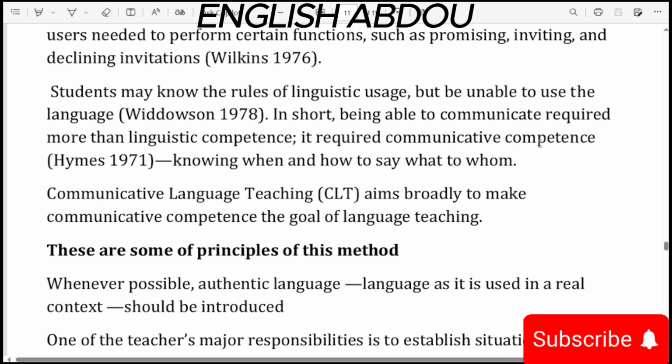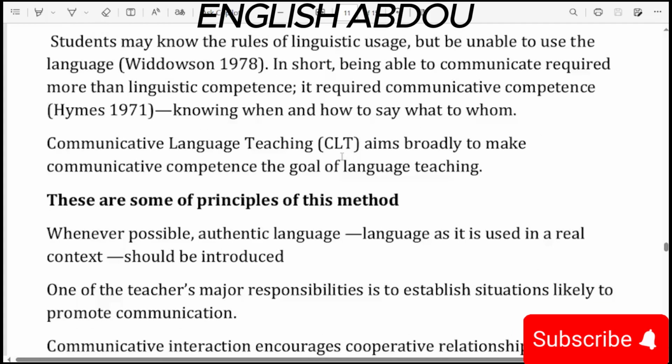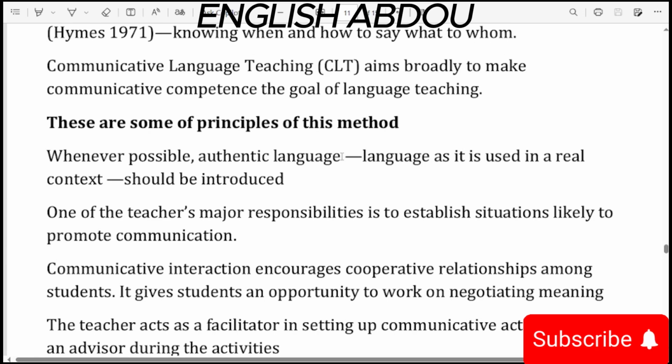So, knowing when and how to say what to whom. This is the role of communicative language. Knowing when means the time that you have to say this or that, and how, the way that you can use in order to convey your message. What means the topic that you are talking about. To whom means the person that you are talking to. Is it a teacher? A professor? A director? A father, mother, etc., or a friend? It is the type. Communicative language teaching aims broadly to make communicative competence the goal of language teaching.